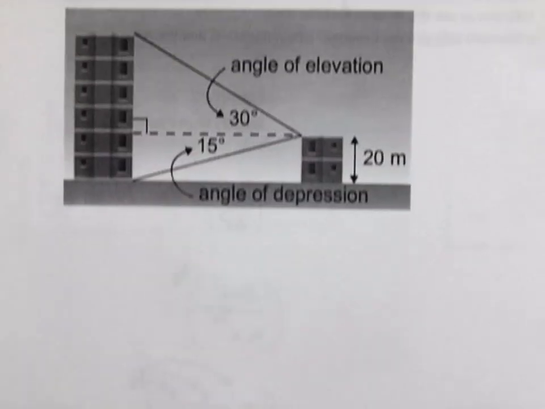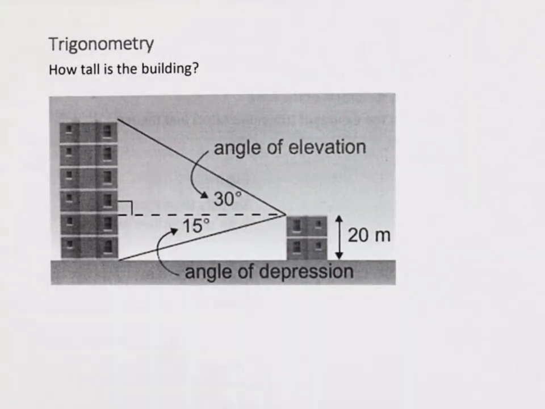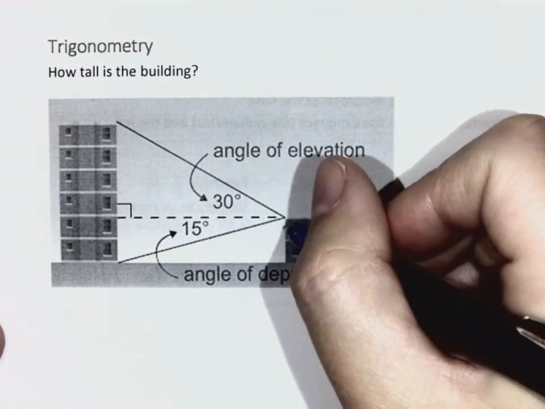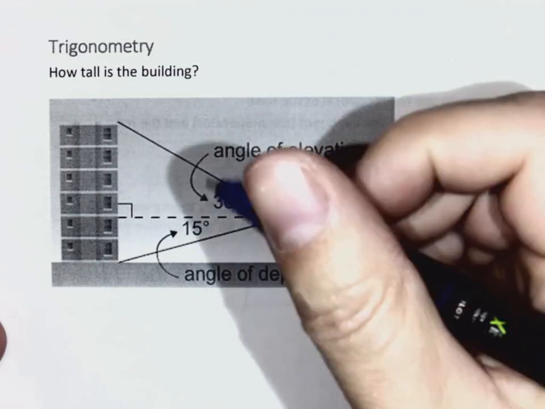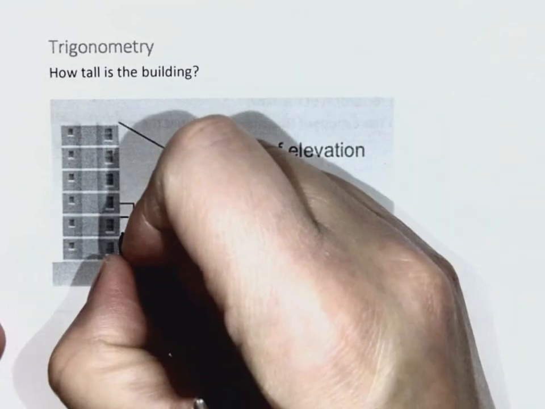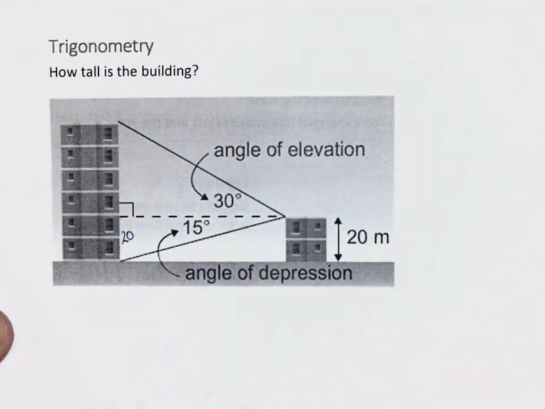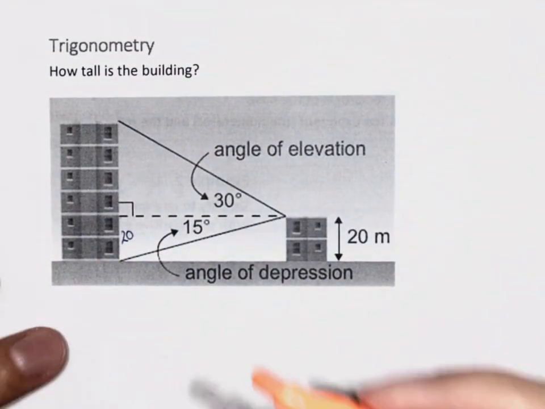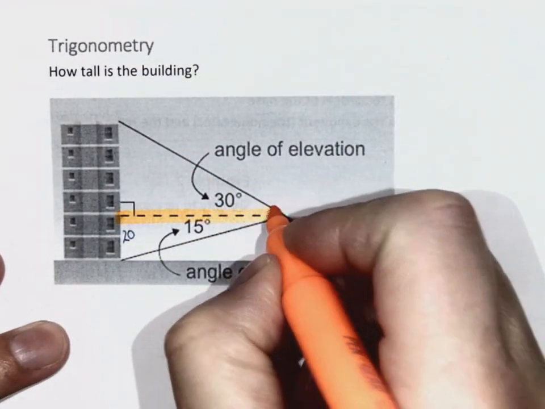All right. How tall is the building? Okay, here we go. A two-triangle question. What we know, if this is 20 here, we know this will be 20 right here. So it's 20. Let me grab my highlighter. I'm a big fan of highlighters. It's what I do most of the time.